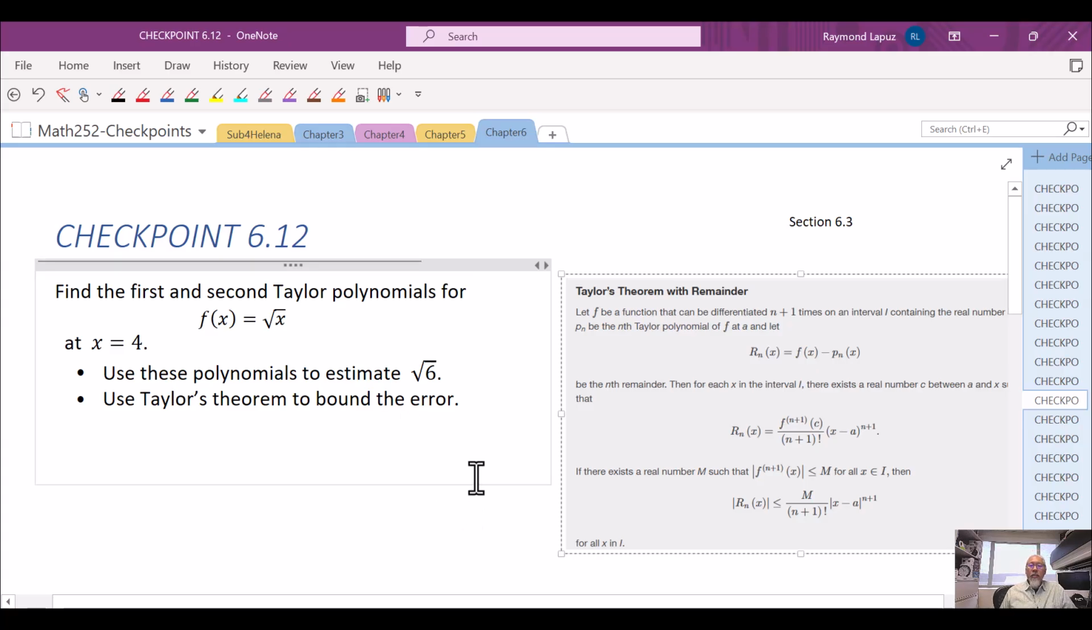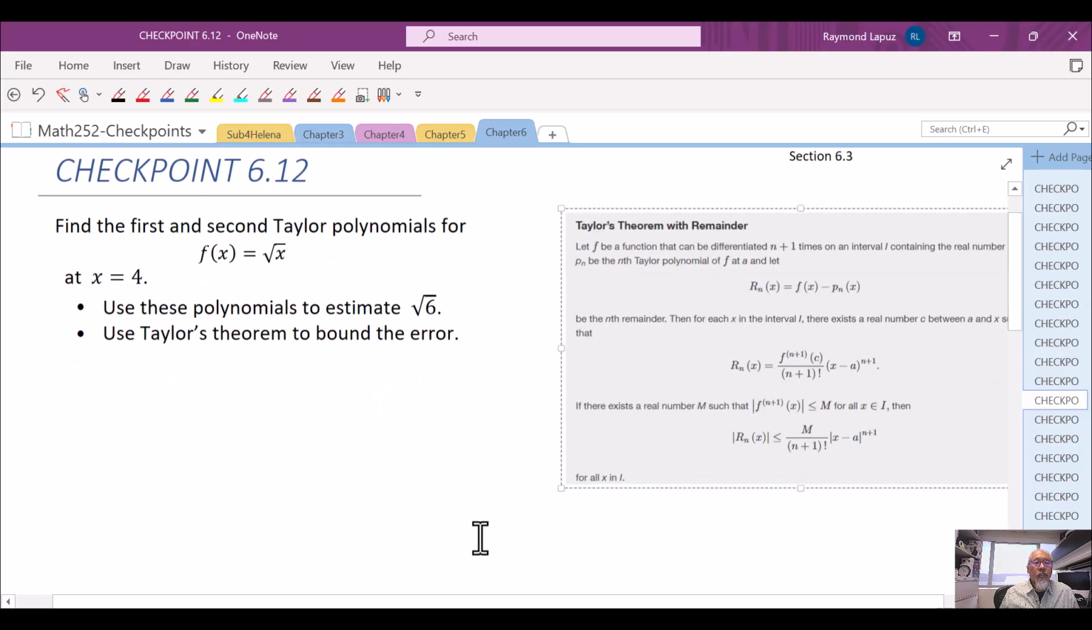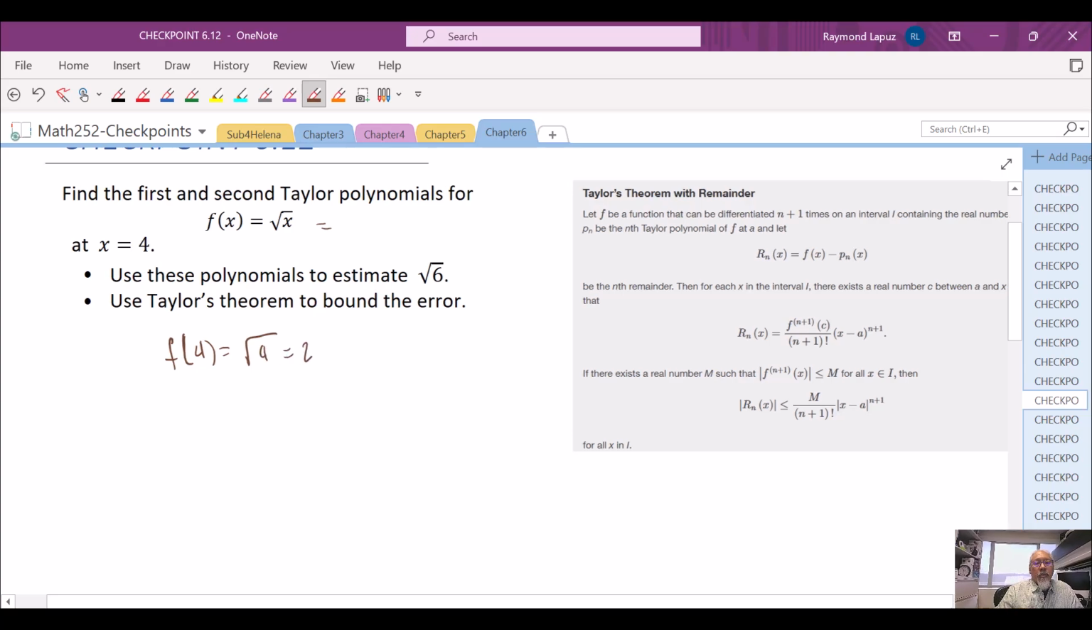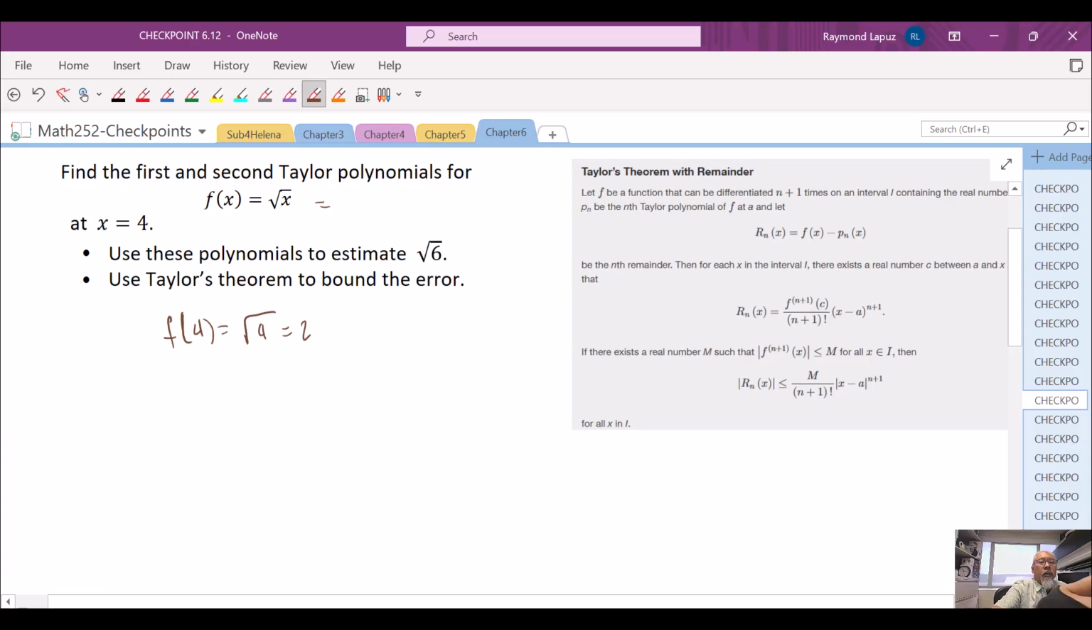Alright, so we got some bounding going on, and let's start with the simple parts. Let's find the Taylor polynomials first, the first order and second order Taylor polynomials, and then we'll plug in the 6 for that. Just off to the side here, we would want to figure out what the derivatives are. Well, first of all, f of 4 is going to be equal to the square root of 4, which is equal to 2. So that part's okay. We need a couple of derivatives.